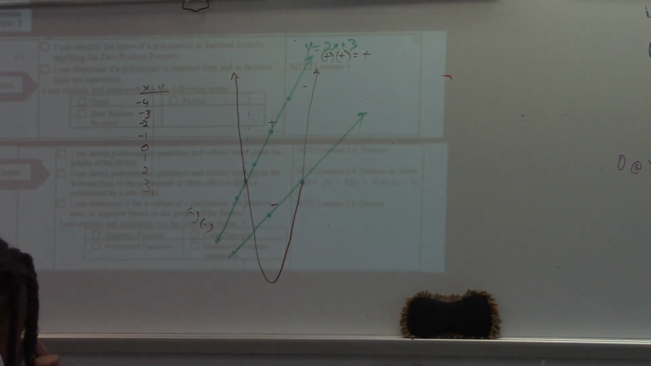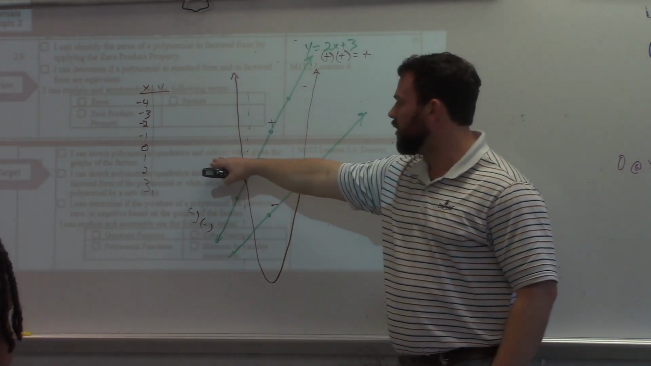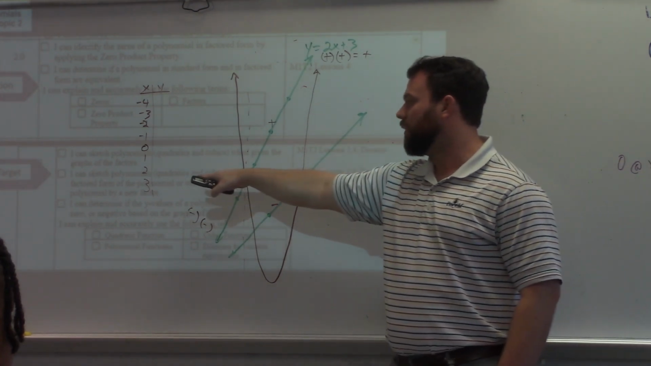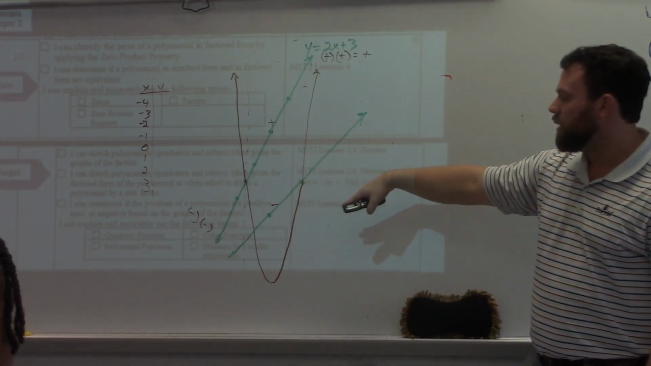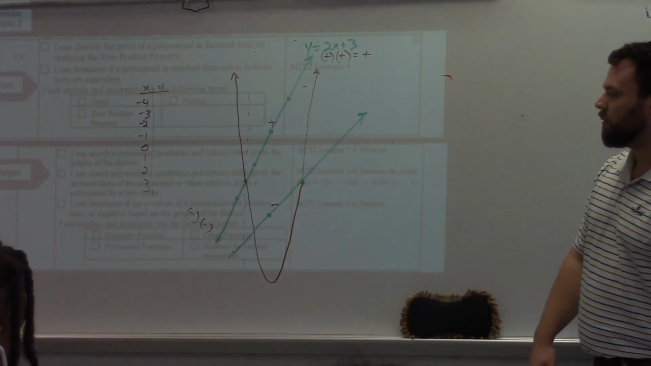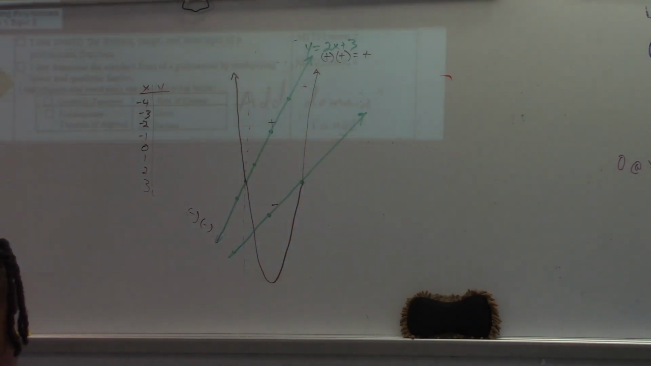So, once again, if they're equivalent, those graphs will be the same. They will, what we call, map to each other. Notice that's sketching polynomials when given the graphs of the factors, sketching polynomials when given the factored form of the polynomial, and then determining if a polynomial has positive, negative, or 0 based on the graphs of the factors. We've done this entire proficiency scale at this point.